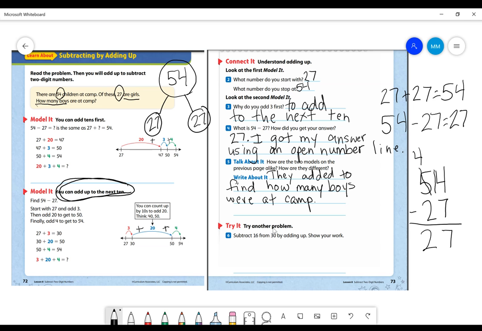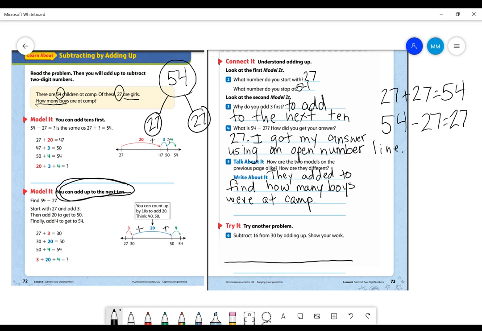All right, let's look at our last one. It says, try another problem. It says, subtract 16 from 30 by adding up. So that means we are going to use an open number line because it's telling us exactly what to do. So it says, subtract 16 from 30. So that means that I am taking 16 away from 30.